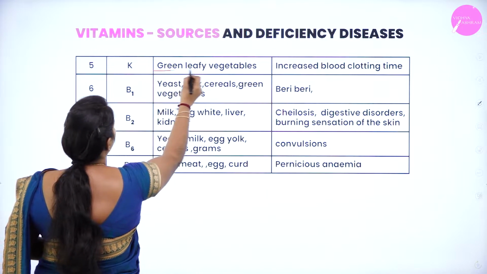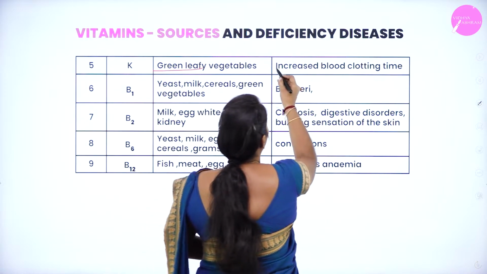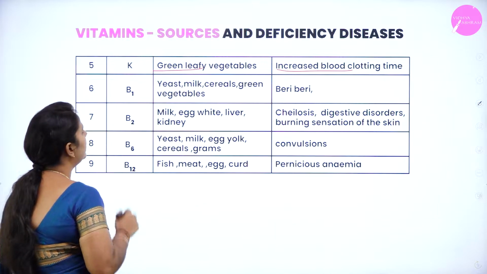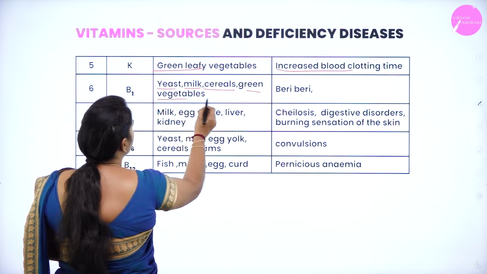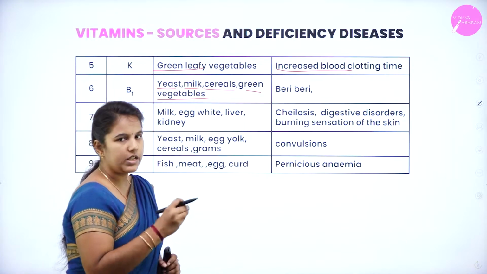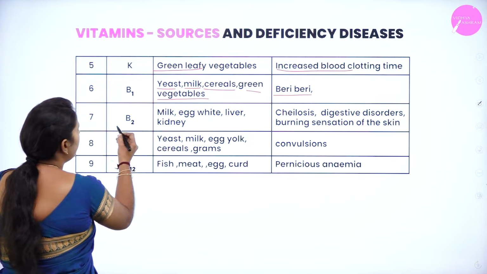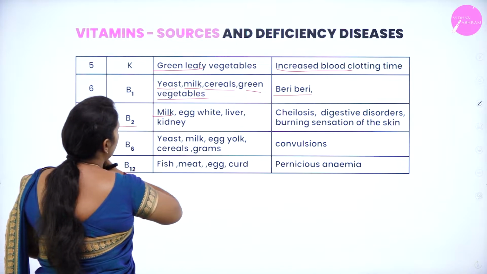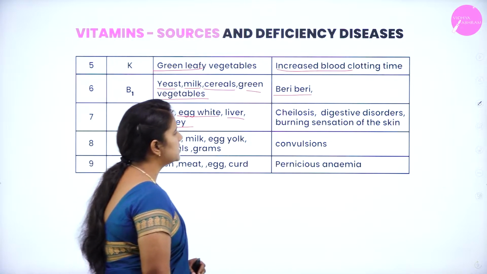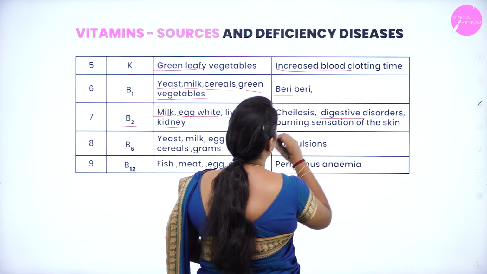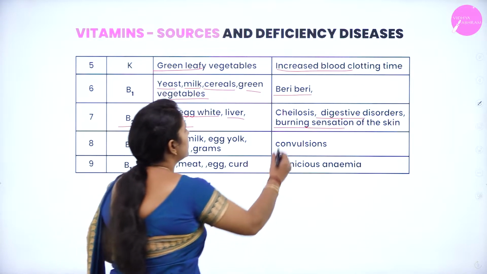Vitamin K is mainly obtained from green leafy vegetables, and its deficiency increases the blood clotting time. Vitamin B1 is mainly obtained from yeast, milk, cereals, green vegetables, etc., and its deficiency causes beriberi. Next is vitamin B2, which is obtained from milk, egg white, liver, kidney, etc. Its deficiency causes digestive disorders and a burning sensation of the skin, or you can say cheilosis.